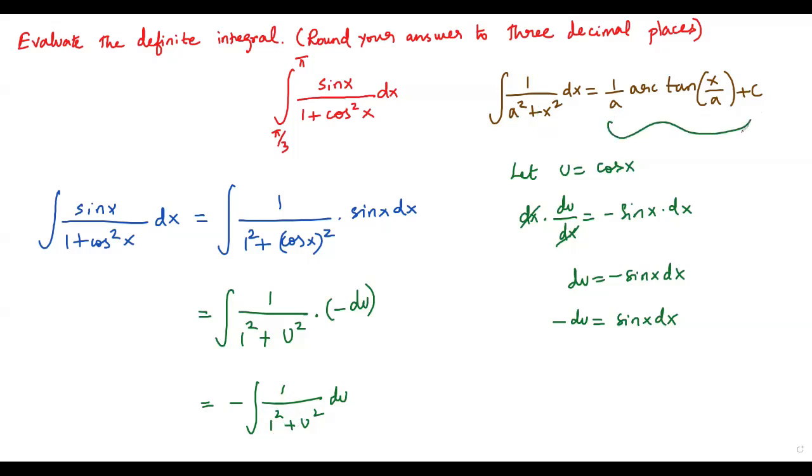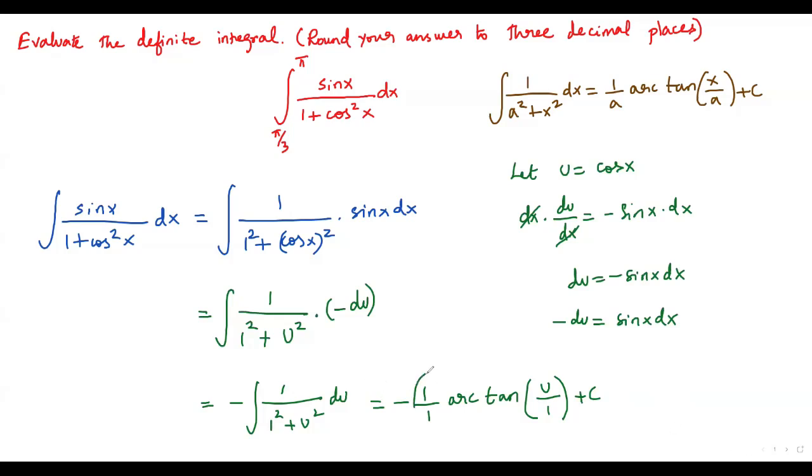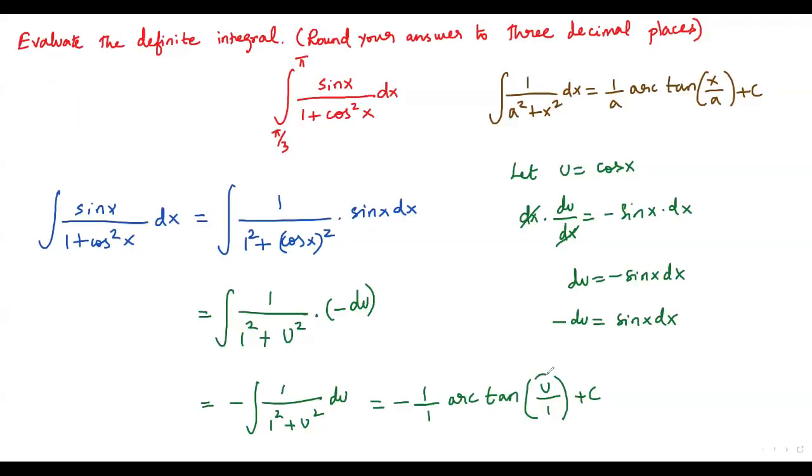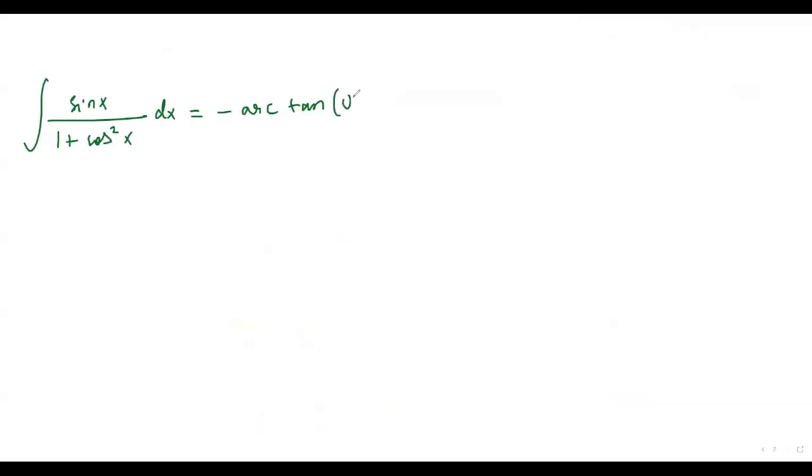Now we can use the formula to get the result of this integration, that is, negative 1 over a. For a we have 1, so 1 over 1 times arc tangent x over a; for x we have u, and for a we have 1, positive c. Now let me continue on the next page. So here the integral of sin x over 1 positive cosine square x dx equals, here we have negative 1 over 1, which is just 1. When we multiply this by 1, still we get negative arc tangent, and here we have u over 1. U over 1 is just u, positive c.